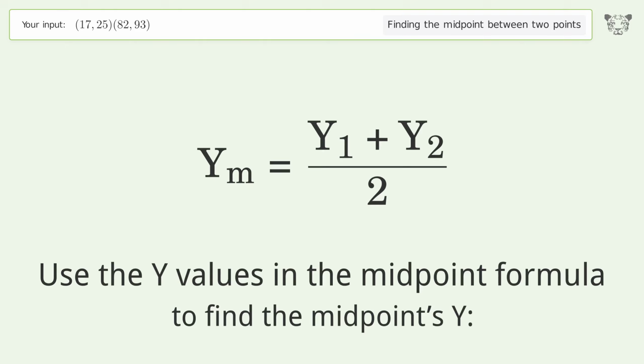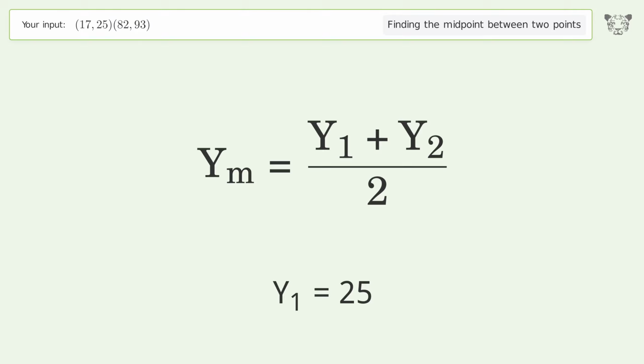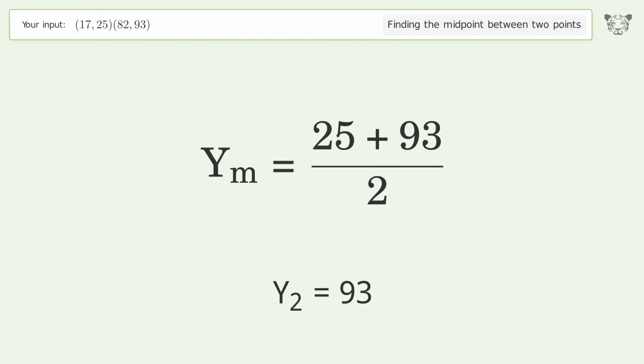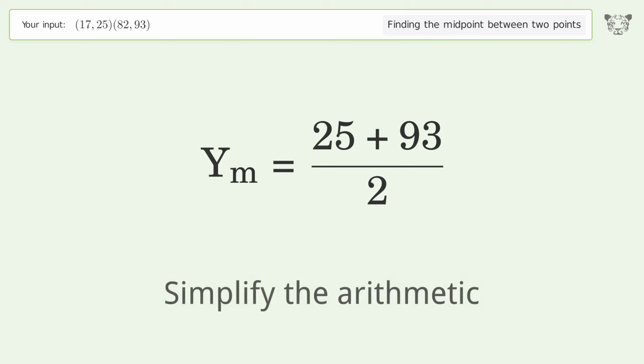Use the y values in the midpoint formula to find the midpoint's y. y1 equals 25. y2 equals 93. Simplify the arithmetic.